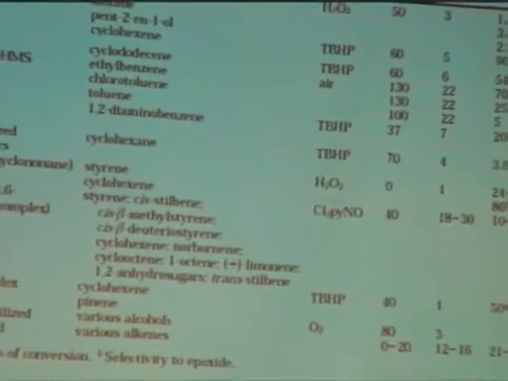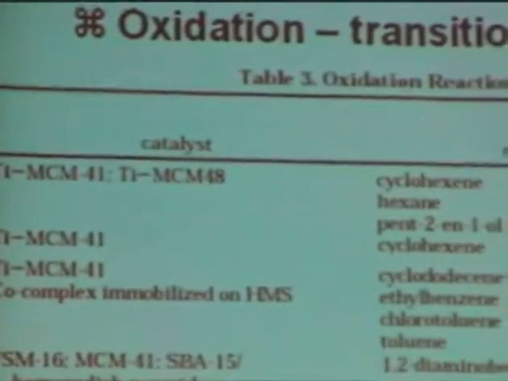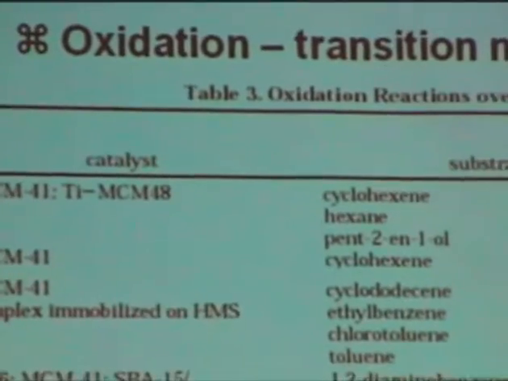And again, this is too small for you to read, but it's another table. It's not even the complete table. This is another review from Chemistry of Materials, Sayari and Hamoudi. Some of the reactions that have been studied in these kinds of materials are oxidation reactions. And the kinds of things that have been introduced to do these oxidations are transition metals, enzymes, and different organometallic complexes have been introduced into the pores.